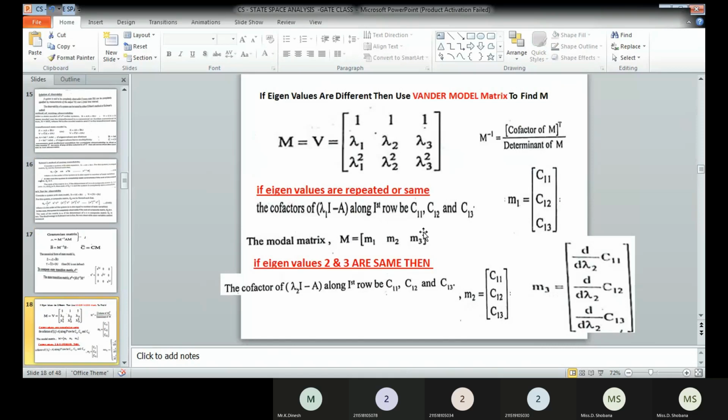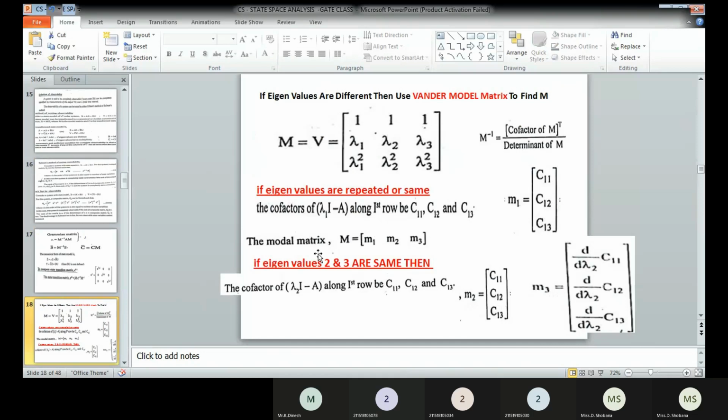The modal matrix can be determined with two methods. One is by using the Vandermonde modal matrix. If the eigenvalues are distinct, then you can directly use the Vandermonde modal matrix, which is nothing but the rows 1 1 1, λ1 λ2 λ3, and λ1² λ2² λ3². Once you determine this M, then you can determine M inverse, which is the cofactor of M whole transpose divided by the determinant of M.